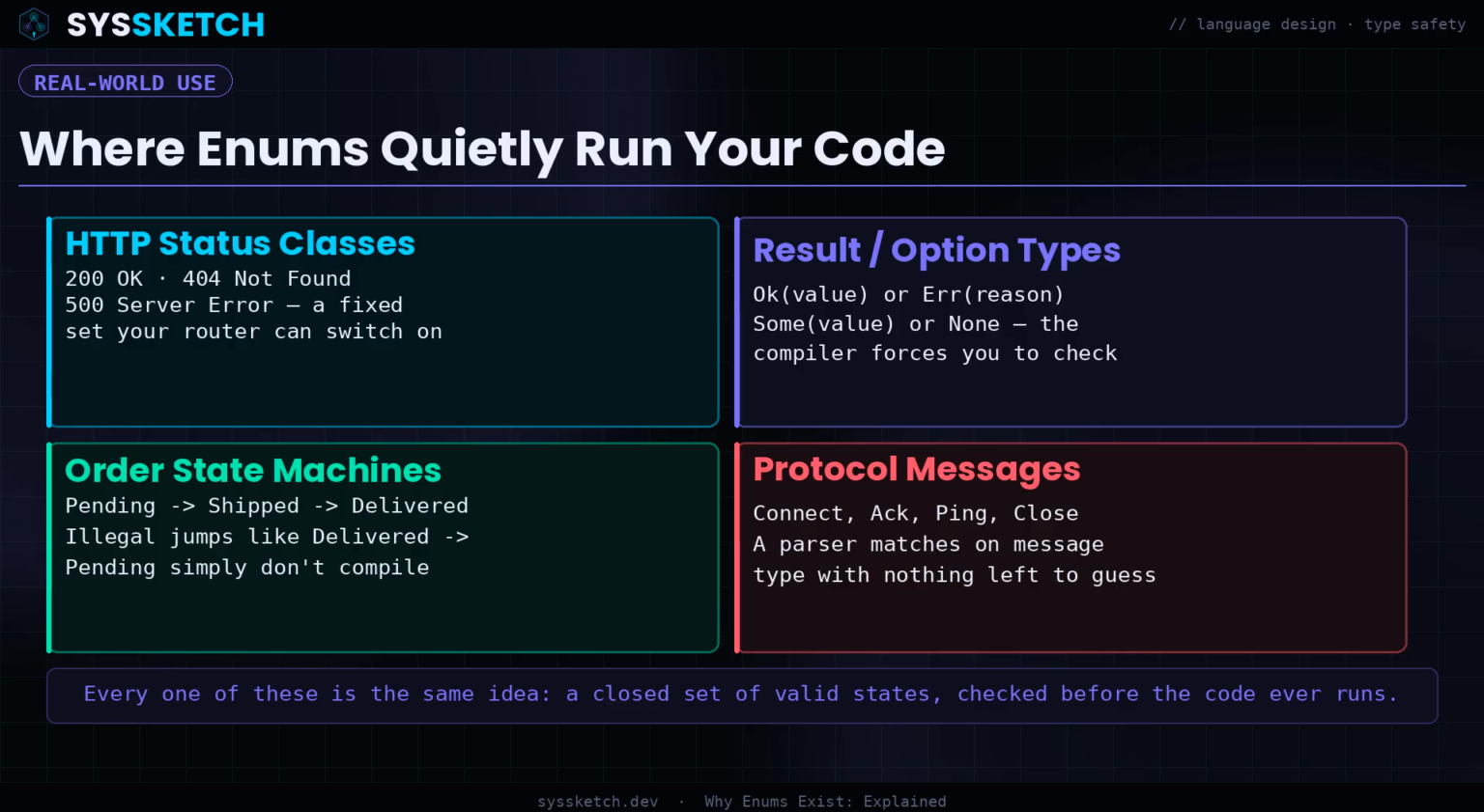Every one of these is the same underlying idea. Take a value that only ever means one of a few specific things, give it its own closed type, and let the compiler catch the mistake before your users ever do.